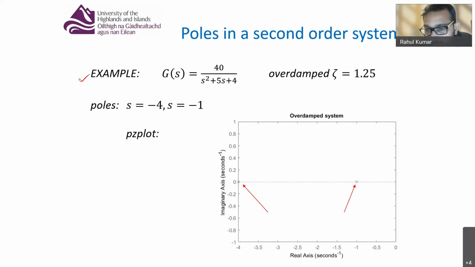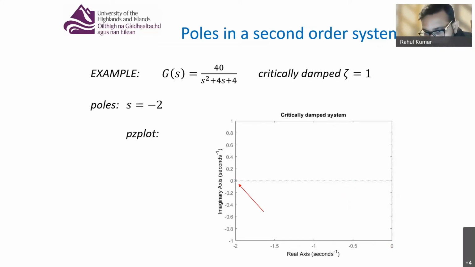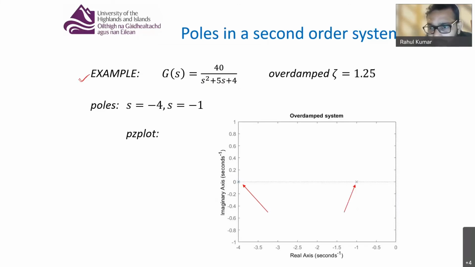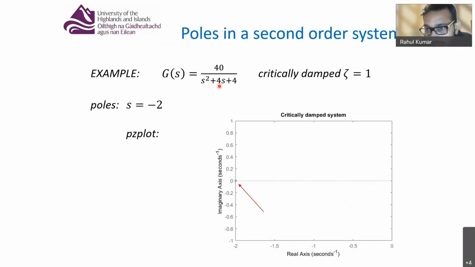Now, in the second example, I have taken the same transfer function 40 divided by s square, but the only change which I have made is in this value. In the previous equation, it was 5s. Apart from that, everything is the same. Now I have reduced it to 4s, right? So that will make my zeta value equal to 1, and then my system will be critically damped.